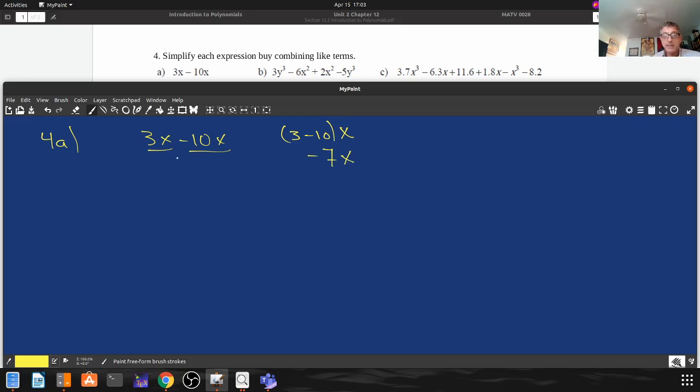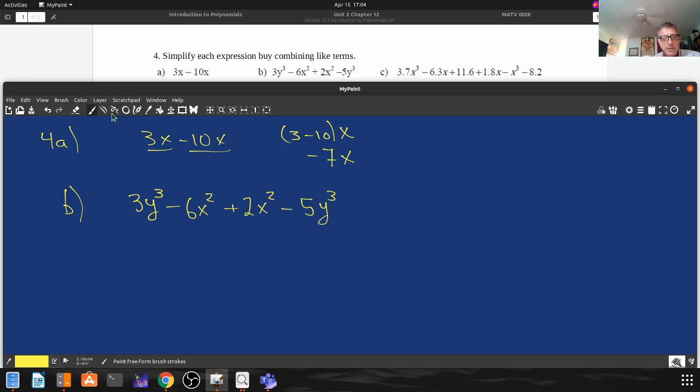And you've been doing this all along. You know already that 3x minus 10x is, well, I have 3 of something, and then I take away 10 of that something, then I'm in the hole 7 of that something. Let's do B. So we have 3y cubed minus 6x squared plus 2x squared minus 5y cubed.